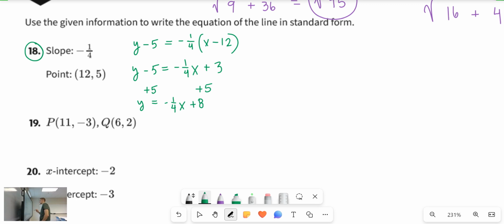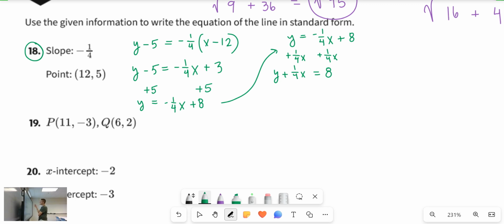Let's add 1/4 x to both sides. Let's go y equals -1/4 x plus 8. We're going to add 1/4 x to both sides. So we get y plus 1/4 x equals 8.